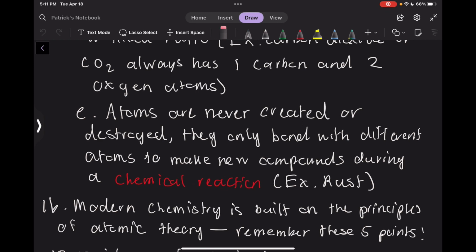For those who are familiar with physics, the law of the conservation of mass, the idea that matter is neither created nor destroyed but only changes form, is closely connected to this idea of the conservation of atoms. Because all matter is made up of atoms, if we can say that atoms are neither created nor destroyed but only change form, we can also conclude that matter is neither created nor destroyed but only changes form.